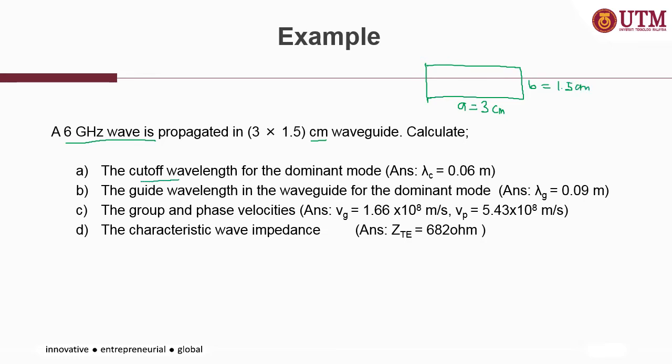Calculate the cutoff frequency, cutoff wavelength, lambda c. The guide wavelength, lambda g. And the group and phase velocity, Vg and Vp. And the characteristic impedance Z, TE or TM. So in this case, for a rectangular waveguide, we can assume it is in dominant mode. Since the first question also related to dominant mode, so ZTE, M N equal to 10.